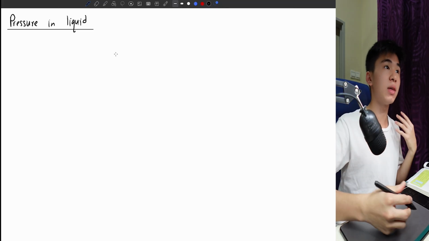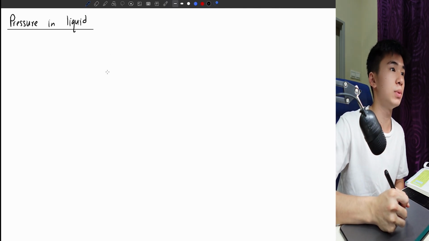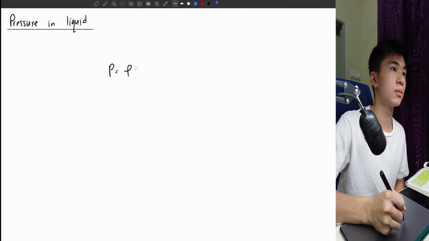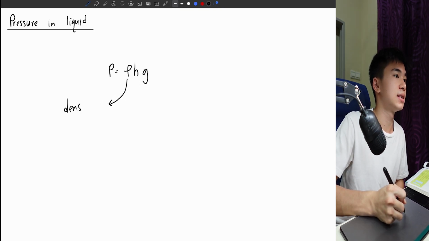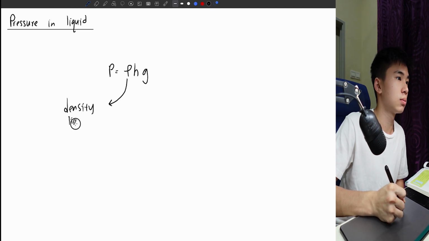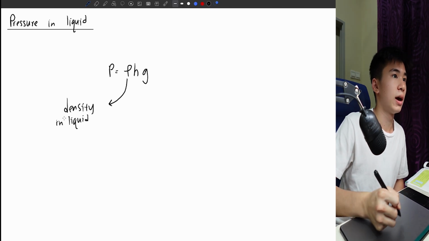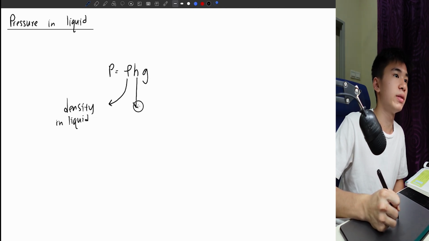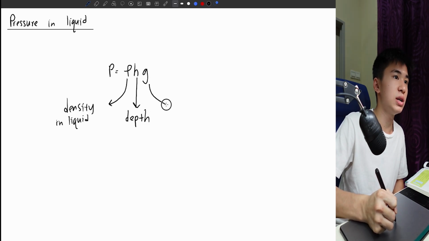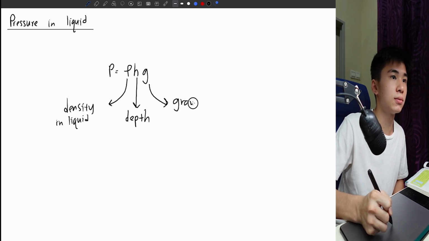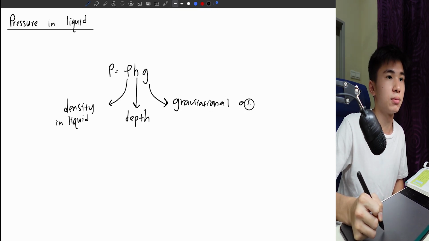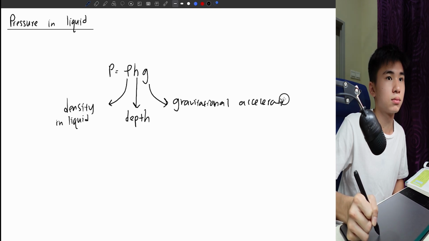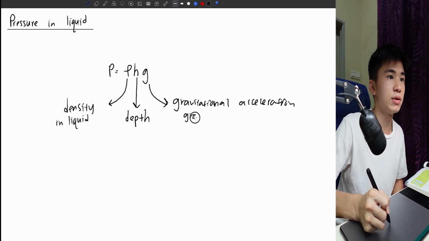So to get started, we know that the formula of pressure in liquid is P equals rho hg. The rho is our density in liquid, and the h is our depth, which is how deep it is, and the g is our gravitational acceleration, or gravity pull.